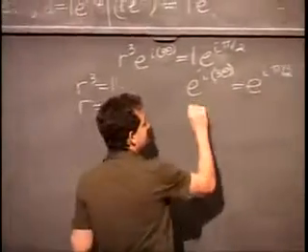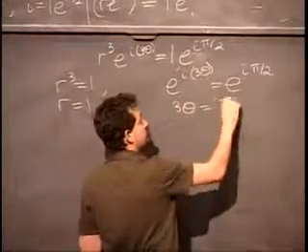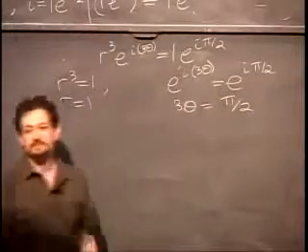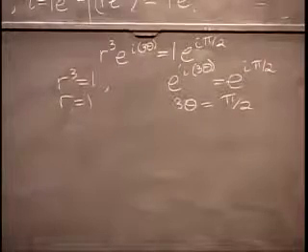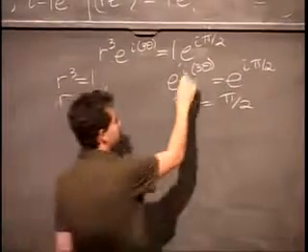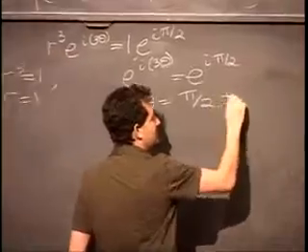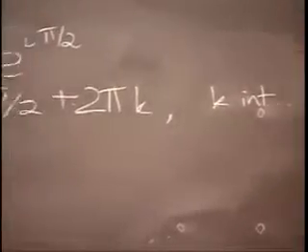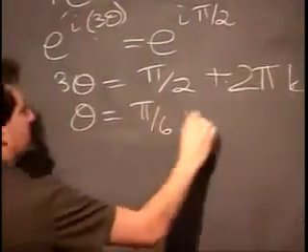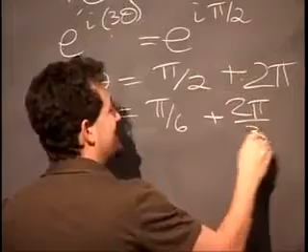And then in this case, 3 theta is pi over 2, right? Yes, the triple box thing. Look, e to the i something, e to the i something. You need that 2 pi k, k an integer. So in particular, theta is pi over 6 plus 2 pi over 3 k.